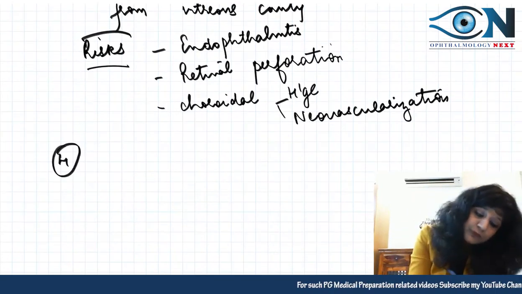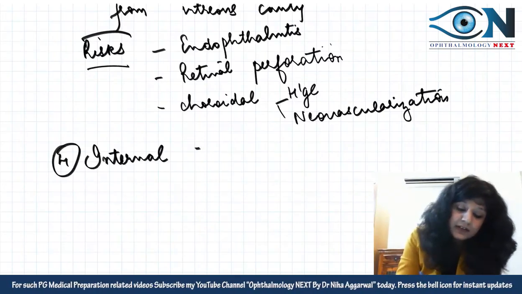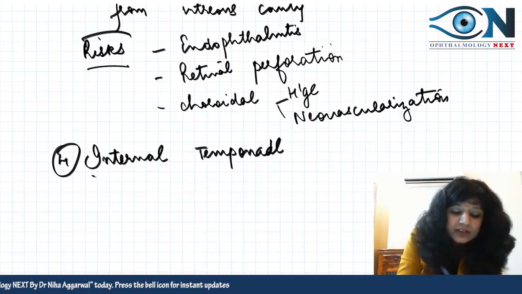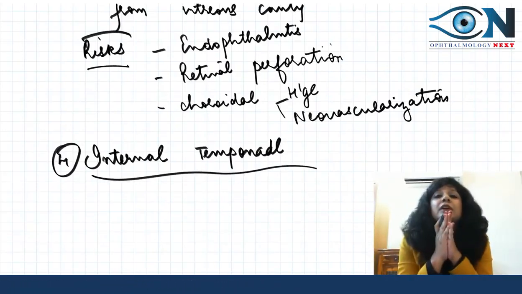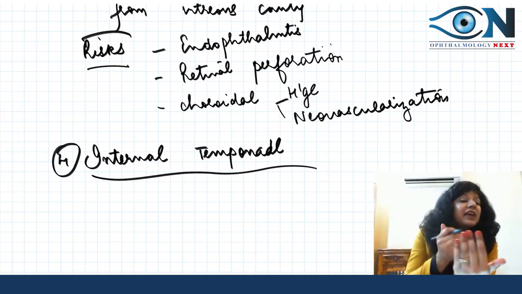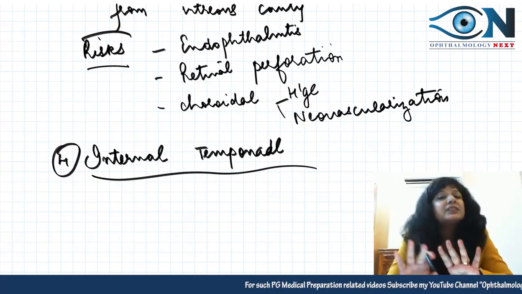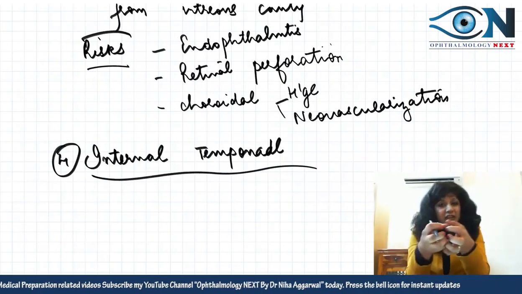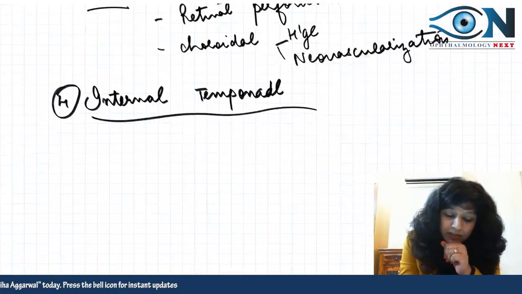The fourth thing that we need to do is the internal tamponade. Now once we have done the opposition, SRF drainage if required, we have already sealed the retinal hole, we require something inside the vitreous cavity that can keep on pushing the retina towards the choroid, towards the sclera, so that the chances of redetachment are not that high. So what can we use for this?